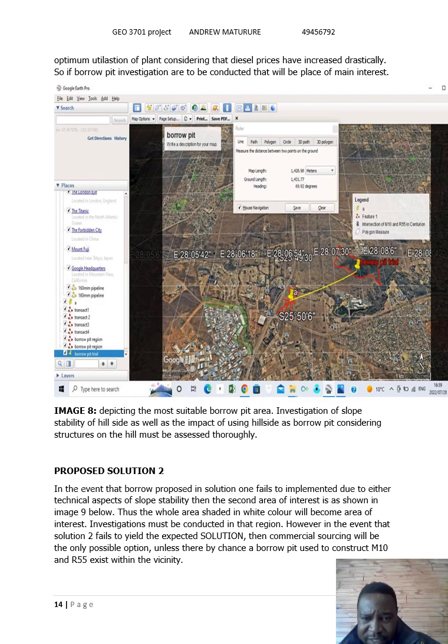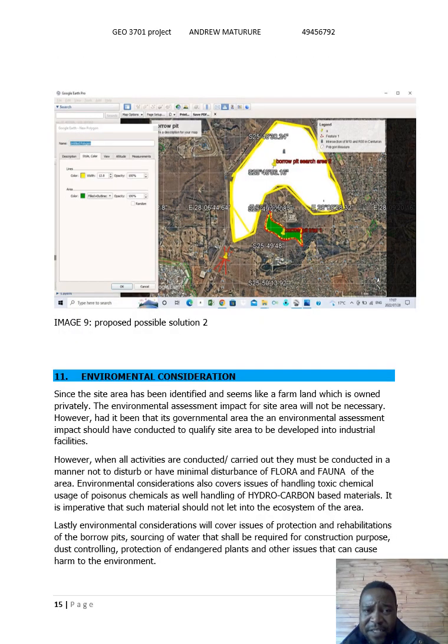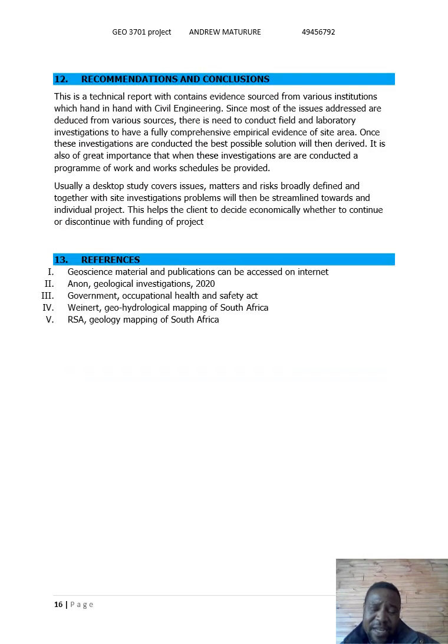We expect to get it most likely on this side of the mountain. Otherwise, if that fails, then we have to investigate this whole vast piece of land, the one which is shaded in white. So basically that's where we expect to get our material. Then the last slide is for conclusion and recommendation. Thank you.